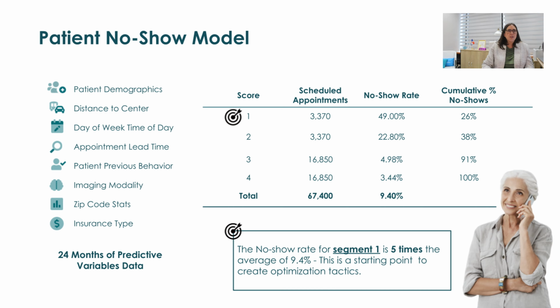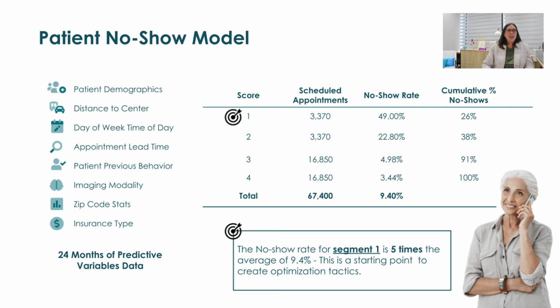It factors the different patient demographics, the distance from the facility, the type of appointment, the time of day of the appointment, lead time, past attendance history, day of the week, season, amongst other factors. One of the outputs that this model provides is that each upcoming appointment receives a risk score. This could be from 1 to 4, basically.